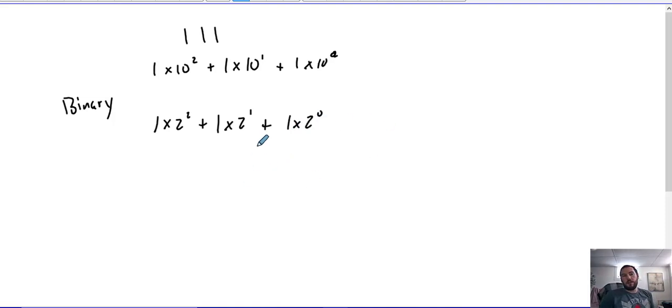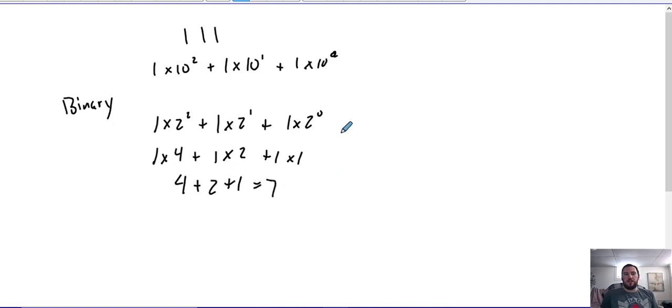And if I wanted to convert that to powers of base 10, I simply have to do these multiplications and additions. 2 times 2 is 4, so this is 1 times 4. 2 times 1 is 2, so this is 1 times 2. And 2 to the 0 is 1, so this is 1 times 1. So we get 4 plus 2 plus 1, which is 7. So in powers of base 10, the number 111 is 111, but in powers of base 2, the number 111 would actually be 7.